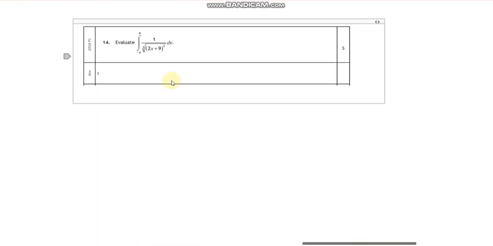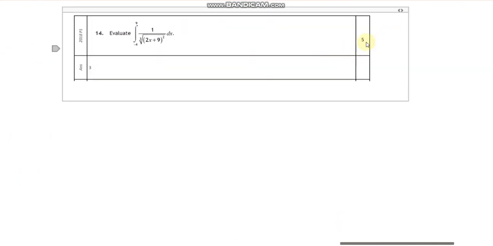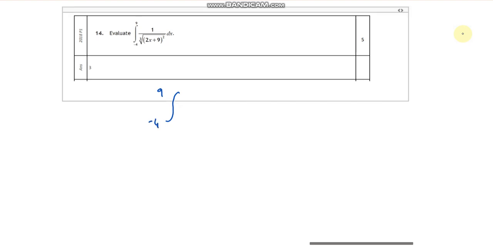And again, here's another one. Look at that. Does it look familiar? Yes, it does. They're all very similar. And here we're getting 5 marks this time. Very good, very good. So let's set up our integral. I'm going to have between 9 and negative 4, and that's going to be 2.